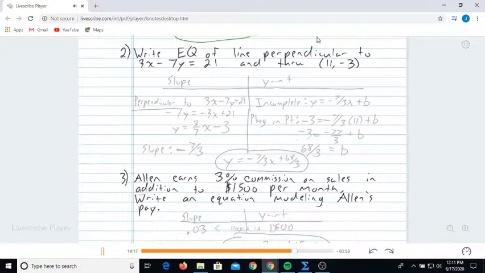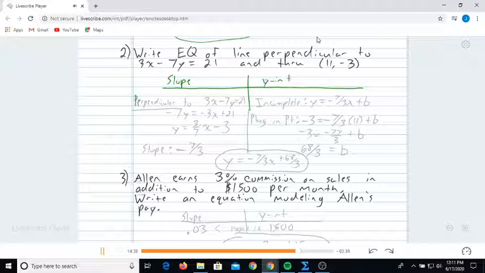Cool. Alright, let's look at another example. Write the equation of a line, but it's perpendicular to that given line and passes through the point 11, -3. So slope is always the first priority. And then once we know the slope, we can figure out the y-intercept. So the idea with the slope is we're going to focus on the fact that it's perpendicular.